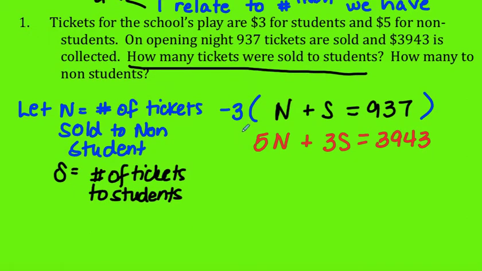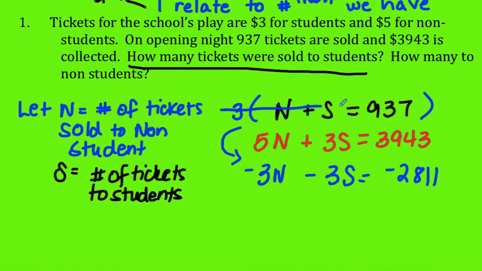All right, so if I do that, I'm going to rewrite my new equation under it. I get -3n minus 3s. Oops, that doesn't look so pretty. Let me fix that. -3s equals -2,811. Okay, so now this equation I've modified is my new blue equation there that you see.